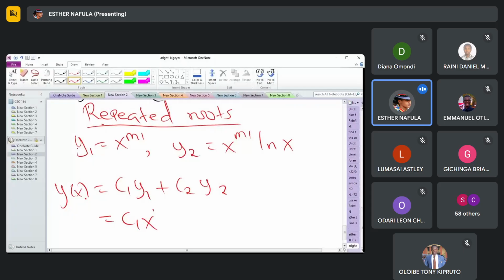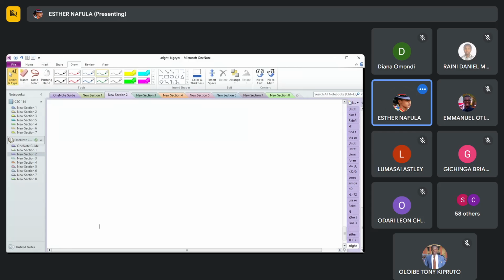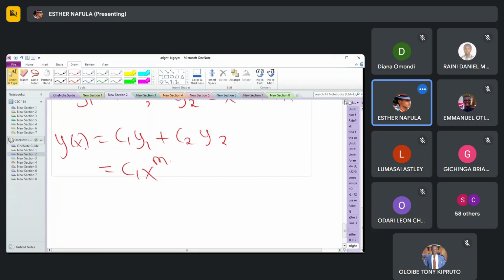Y1 is x to the m. Actually, it's just x raised to power m because it's a repeated root. You don't have to call it m1. It's just m. m1 is equal to m2. It's equal to m. y equals c1 x to the m plus c2 x to the m times natural log of x.